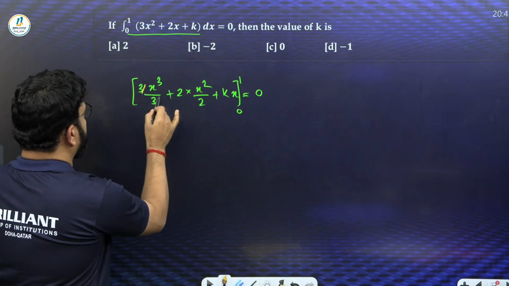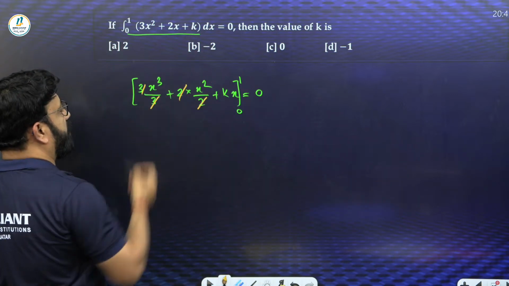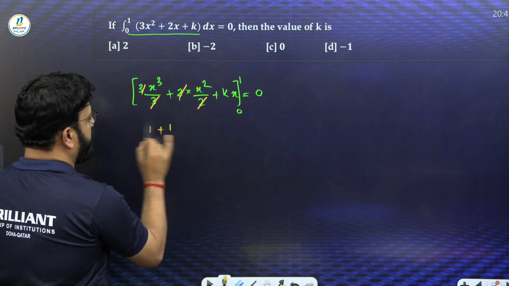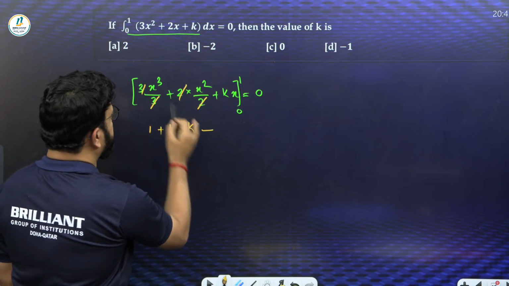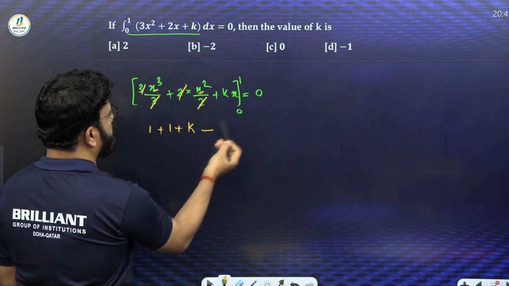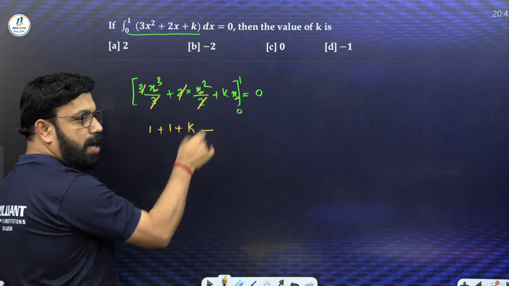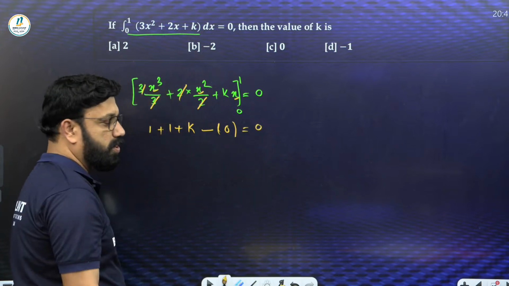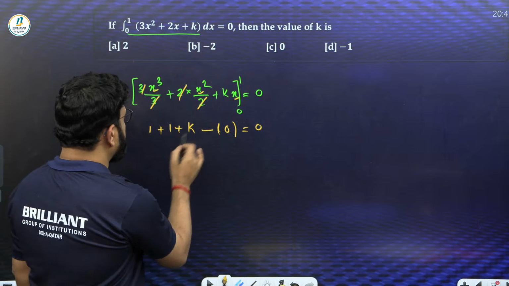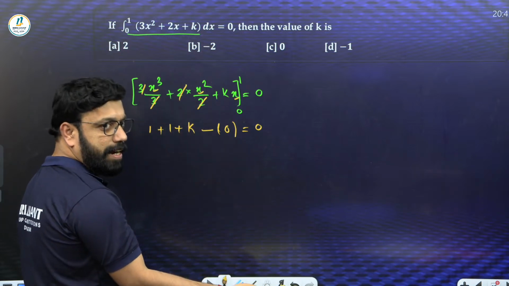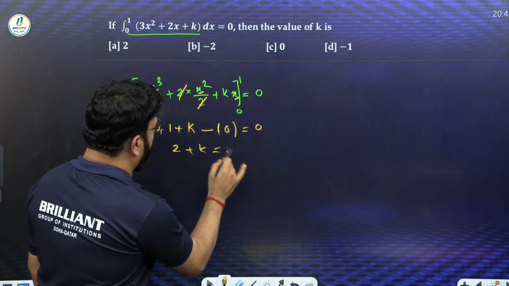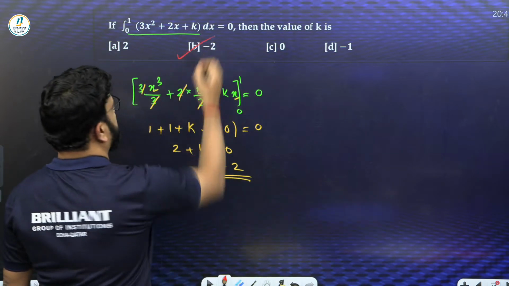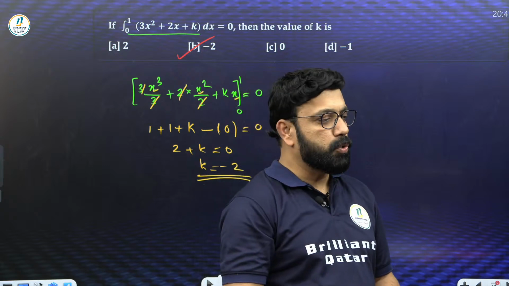3 and 3 will be cancelled, 2 and 2 will be cancelled, apply 1 here and 0 here. 1 cube is 1 plus 1 square is 1 plus k into 1 is k minus, this term goes to 0, this term goes to 0, this term goes to 0. If you apply 0 there, altogether 0, equal to 0. 1 plus 1 is 2, then 2 plus k equal to 0, therefore k is equal to negative of 2. Very simple question. k is equal to minus 2.